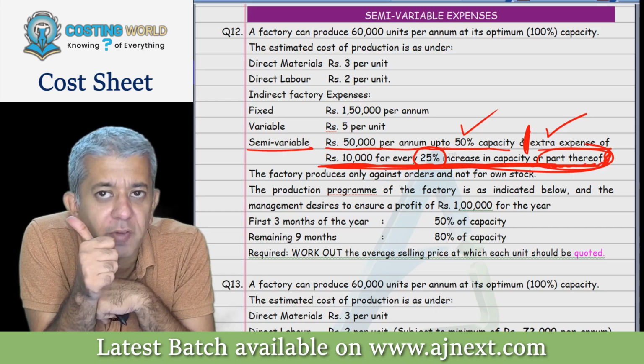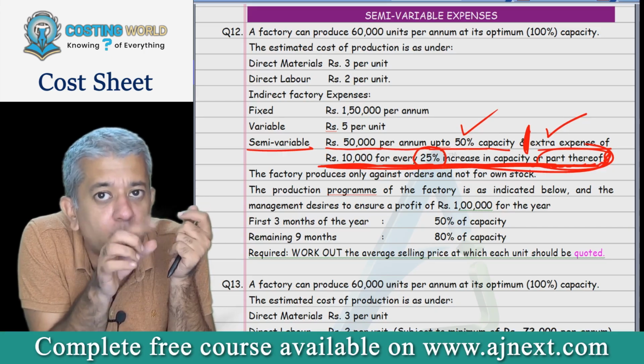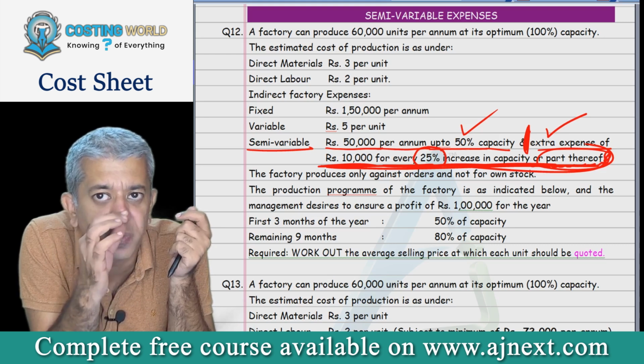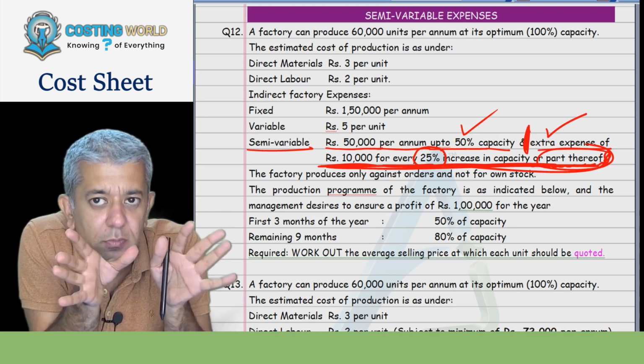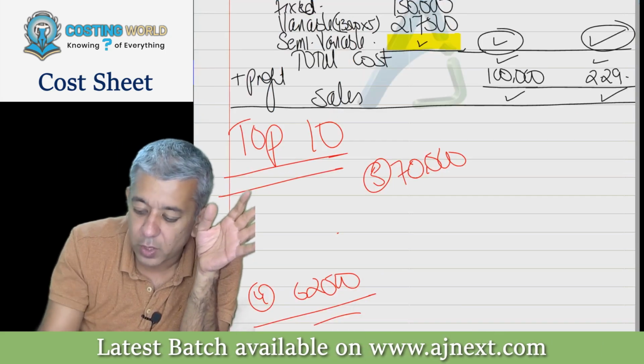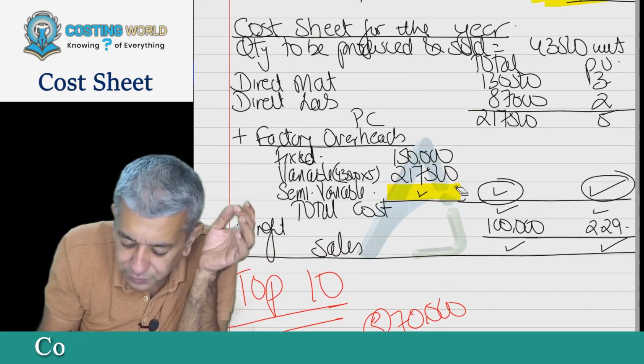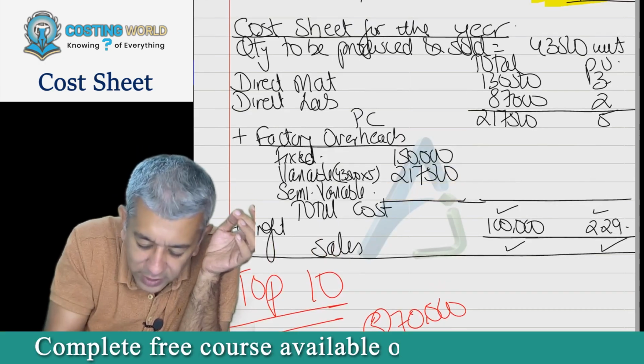So therefore, ultimately 50,000 rupees plus 20,000 rupees extra to go from 50 to 80. My final answer is going to be 70,000. Is that all fine? Yes, sir. So that is what I'm writing over here. And the working note shall follow. But you all do one thing. Write down over here 70,000.